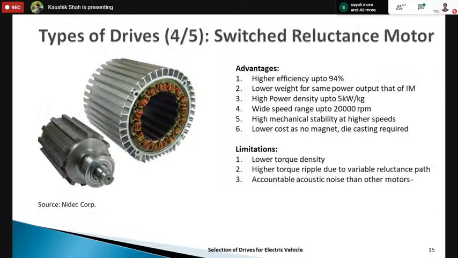Then the fourth is your SRM. Okay, if you look, the rotor has teeth which go inside your stator, and this doesn't need magnets actually, and because of the construction, it gives you 94%. But the only limitation here is that it has lower torque density. Okay. And a high ripple, because it gives torque at different frequencies, it gives a ripple, which gives you a kind of distortion, right? So this is a disadvantage.